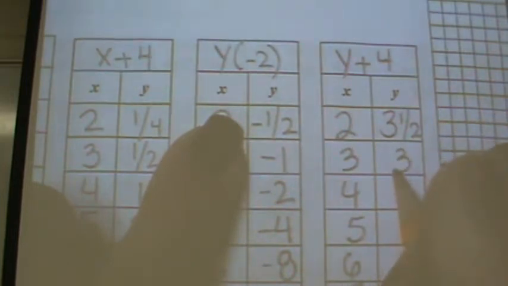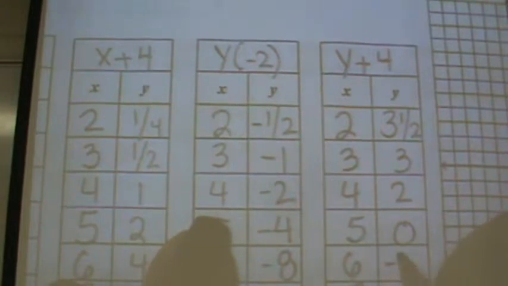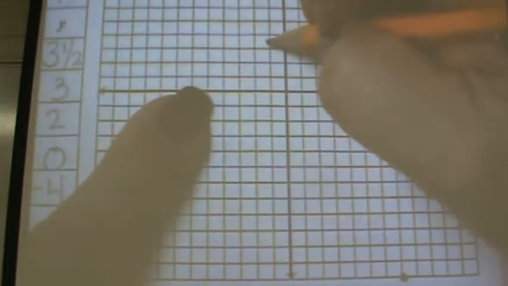Add 4, you get 3.5, 3, 2, 0, -4, and -12. And let's graph them. Over 2 up 3.5. Over 3 up 3. Over 4 up 2. 5, 0. 6, -1, 2, 3, 4. And 7, -12. So this is what you have. You have this graph.